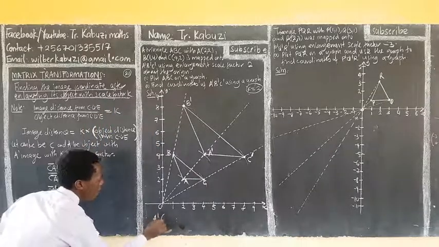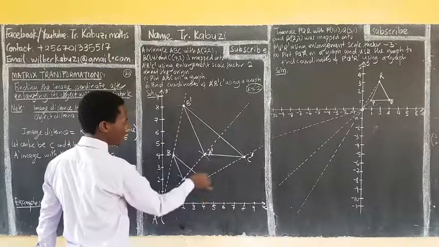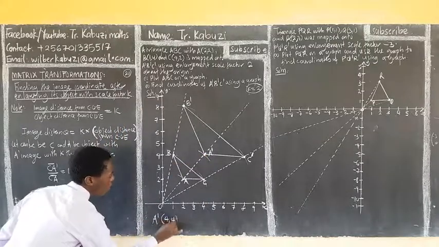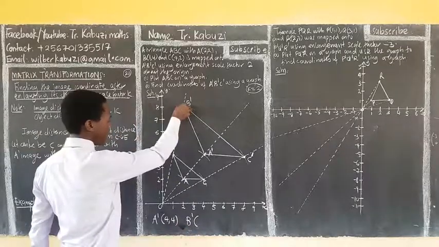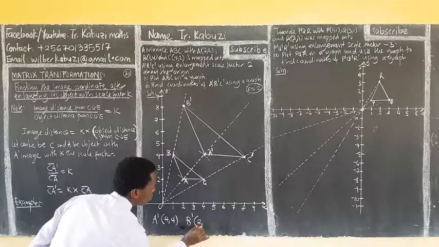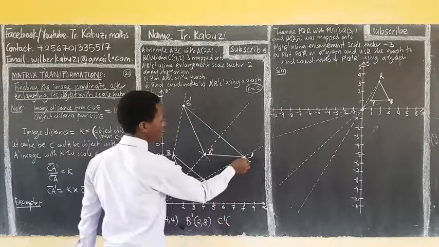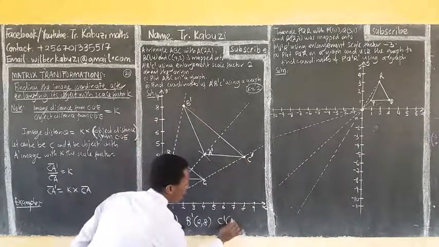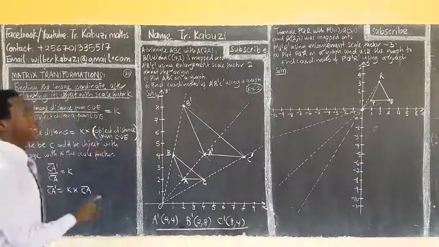So for A prime, you read the coordinates: the x coordinate is 4, and the y coordinate is also 4. So 4, 4. Then B prime, the x coordinate is 2 and the y coordinate is 8. So I have 2, 8. Then for C prime, the image coordinate for C, here I'm having 8 and here I'm having 4. So I have 8, 4. Those are the coordinates from the graph. That's how we get it.